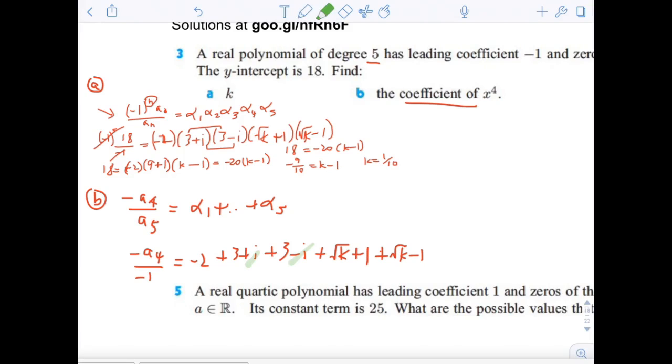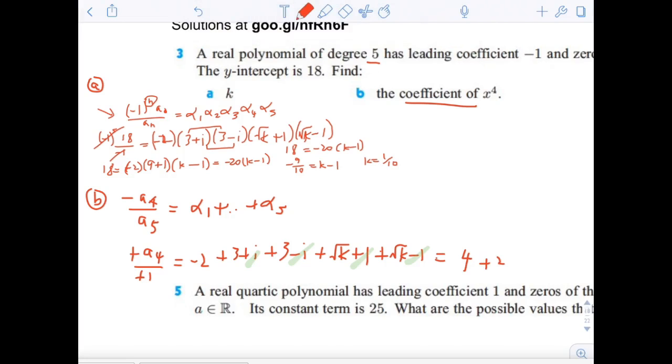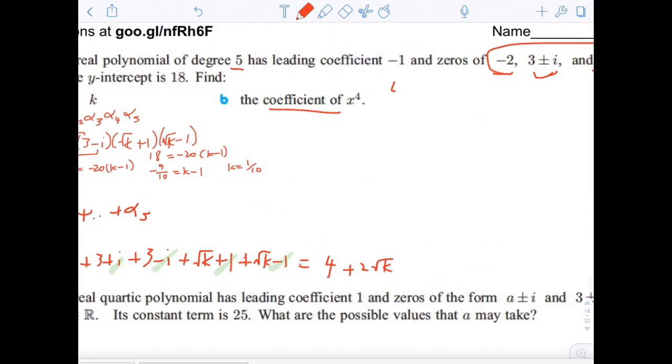And then we'll cancel stuff out. Plus i cancels out. Plus 1 minus 1 cancels out. And of course these two cancel out too. We're left with negative 2 plus 3 plus 3, which is 4, plus 2 square root of k. Okay, 4 plus 2 square root of k. So 4 plus 2 square root of k is 4 plus 2 square root of 1/10.